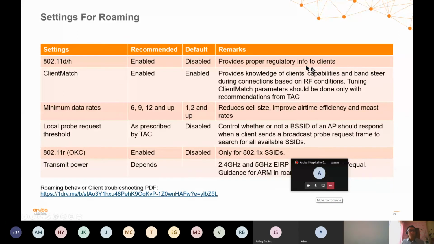And minimum data rates. Again, this was talked about when we were discussing the overheads in terms of the number of SSIDs. One of the key reasons here is that we want to reduce our overheads by improving the airtime efficiency. And the way to do it is to raise the minimum data rates. You want to use 6, 9, or 12 and up. How much you raise depends on the coverage area that you expect from that AP, so it also impacts your density of APs, the number of APs you put.